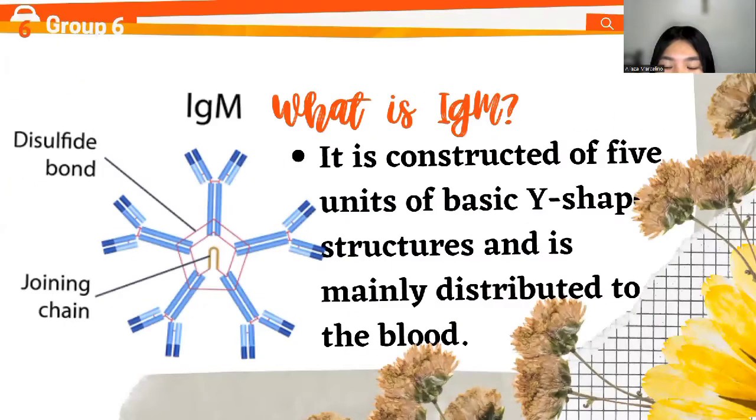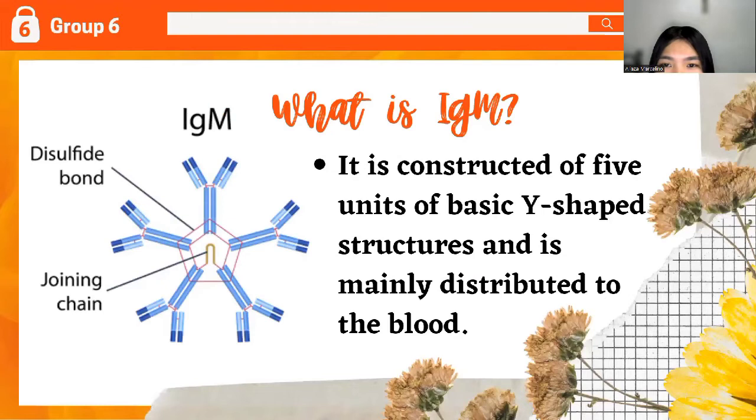Second is IgM. What is IgM? It is constructed of 5 units of basic Y-shaped structures and is mainly distributed in the blood. IgM is produced first upon pathogen invasion by B cells, and so it has a key role in the initial immune system defense for protecting the body.